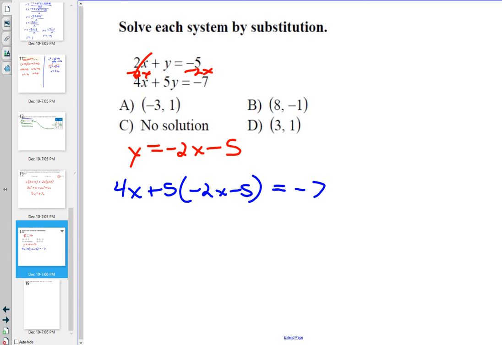How has substitution helped me? It eliminated a variable. Yeah.